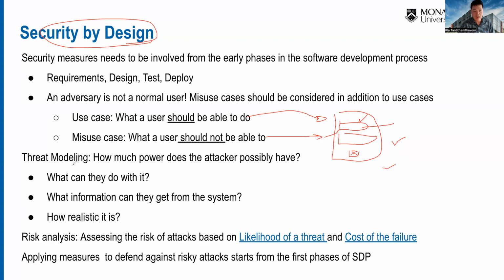Yeah. So, what is threat modeling? Threat modeling means how much power does the attacker possibly have, right? And what they can do with it, what information they can get, and how realistic it is, okay? So when we talk about the design, we need to think about how we can add the security measures into the system from the design at the beginning. We need to do threat modeling. We need to do risk analysis. So for each of the misuse cases here, what is the risk of having an attack? Whether it is high, low, medium, that kind of thing. So we need to think critically. Otherwise, the system will not be secure at all, okay?